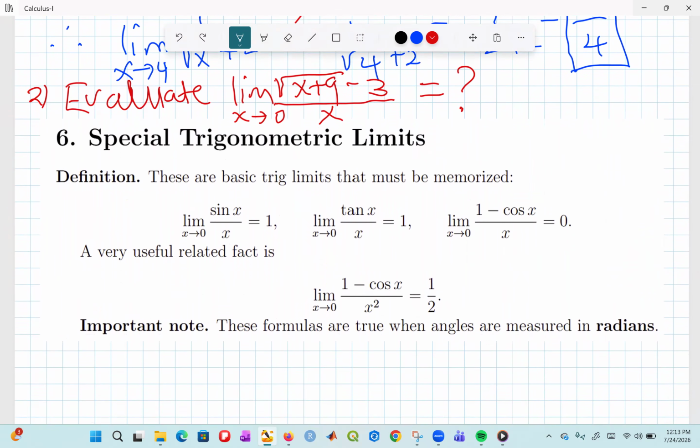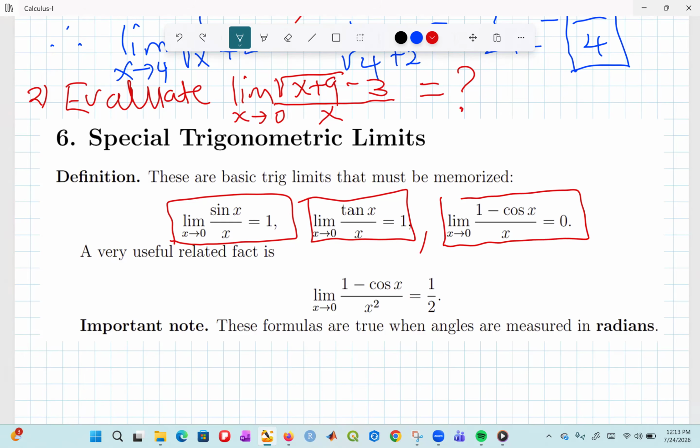Okay, so the limit of sine x over x as x approaches 0 is always 1, and the limit of tangent x over x as x approaches 0 is also 1, and the limit of 1 minus cos x over x as x approaches 0 is 0. So we have to at least understand this one.